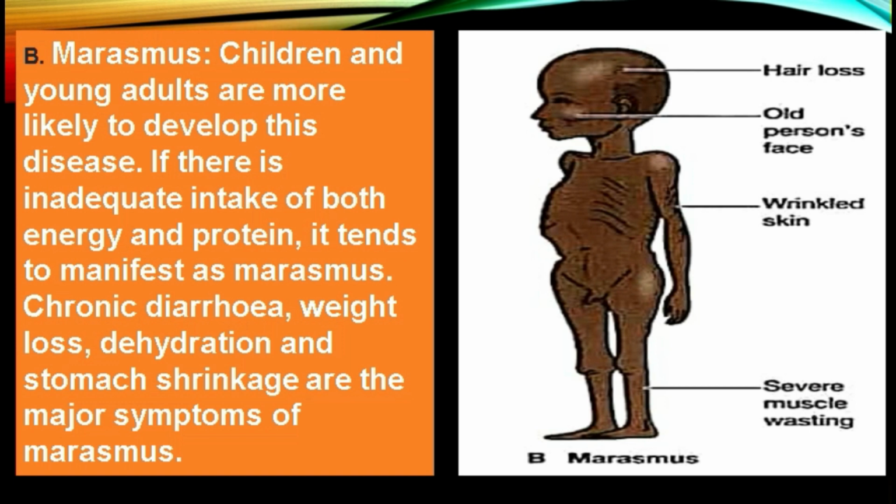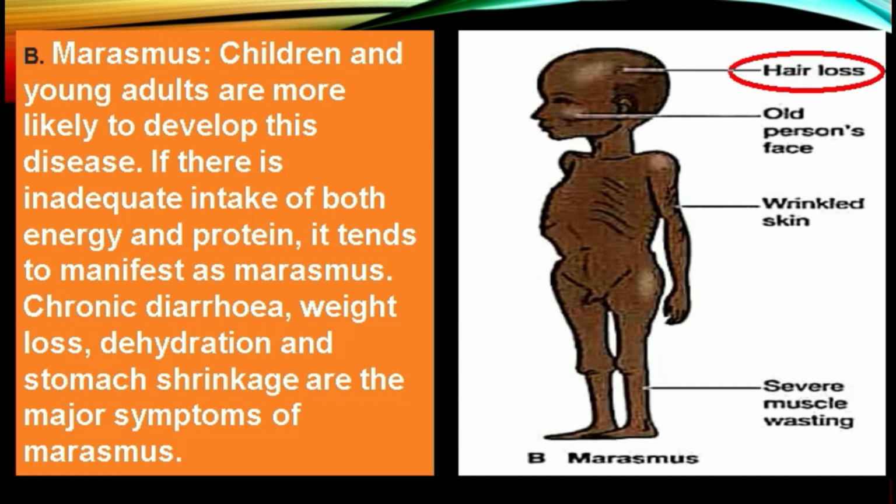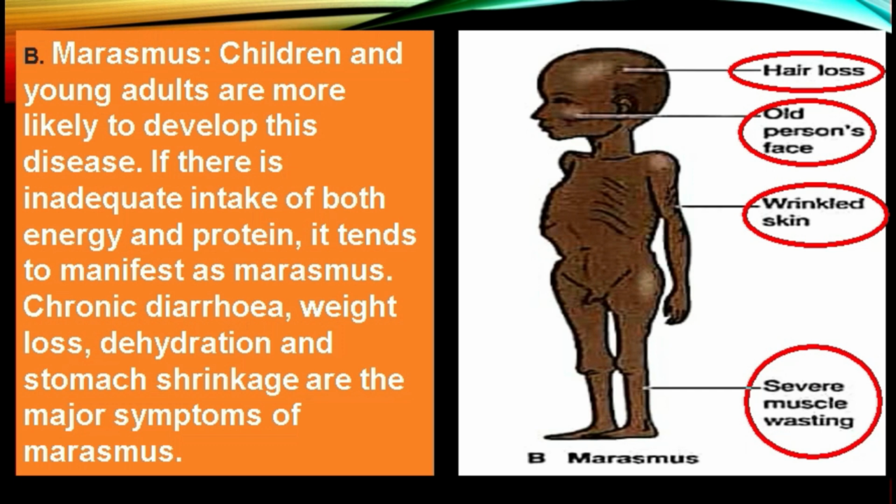It tends to manifest chronic diarrhea. Weight loss, dehydration, and stomach shrinkage are the major symptoms of marasmus. As you can see here in this figure also, these are the symptoms of marasmus: hair loss, old person's face, means to say the child appears to be older than its usual age, wrinkled skin, and severe muscle wasting.